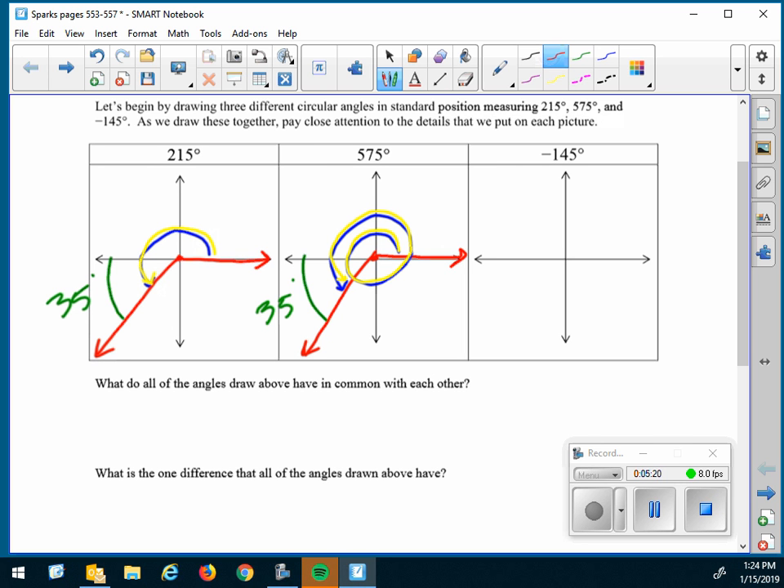Last one. Negative 145 degrees. If I go all the way to that x-axis, I'm going to be at 180 degrees. I don't want to go that far. I'll just make that bigger.